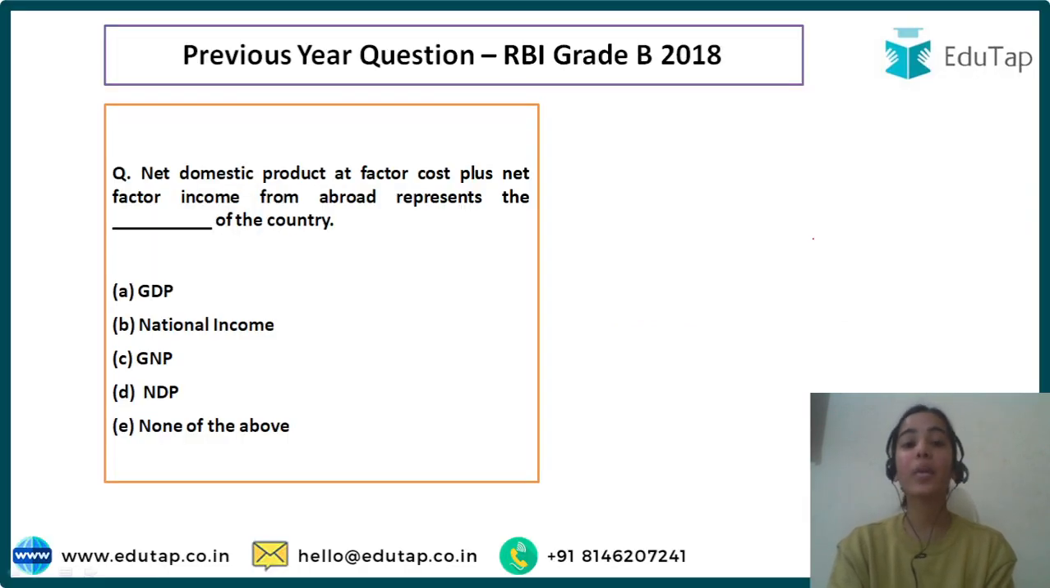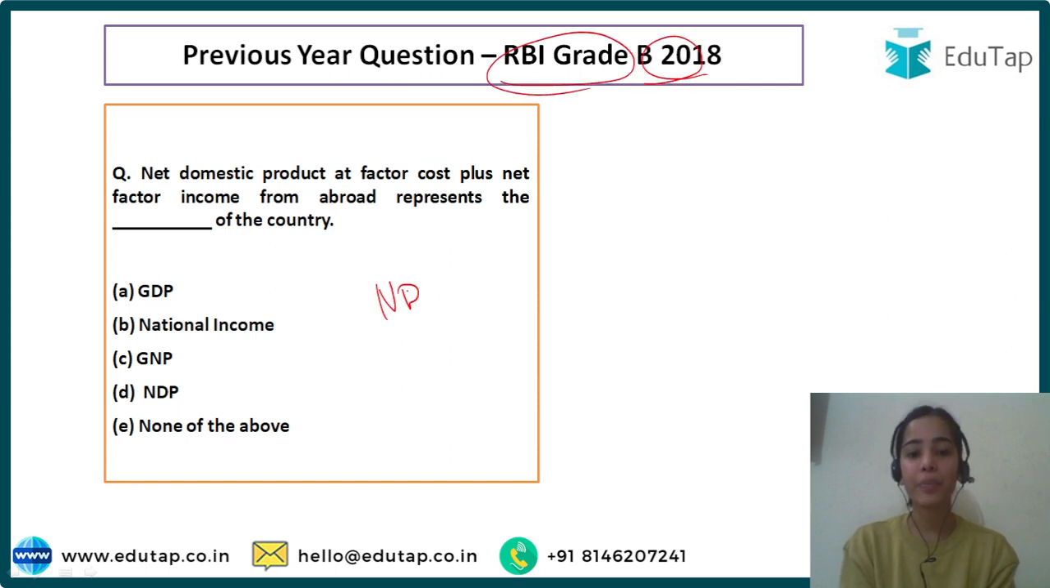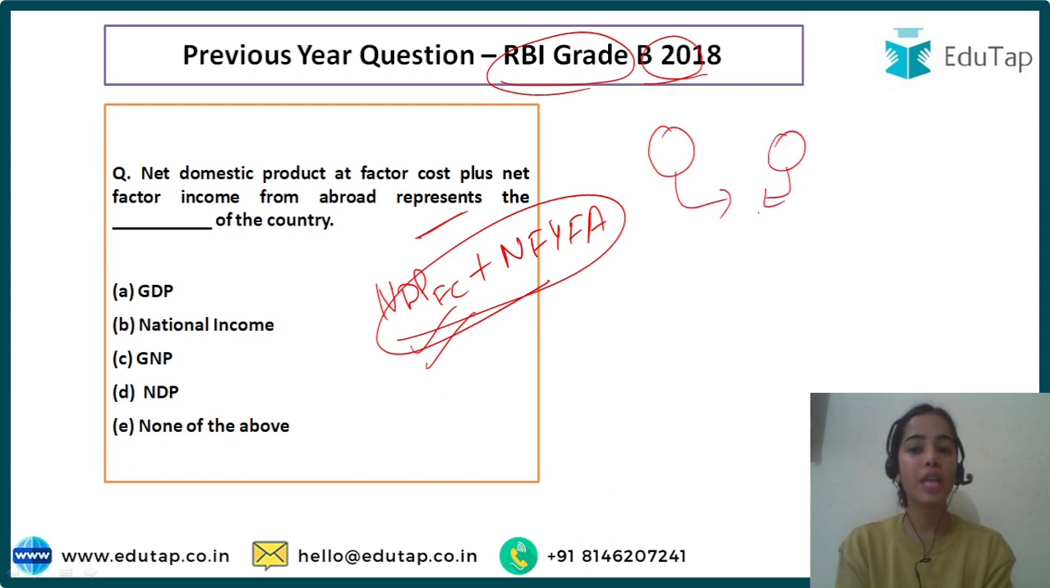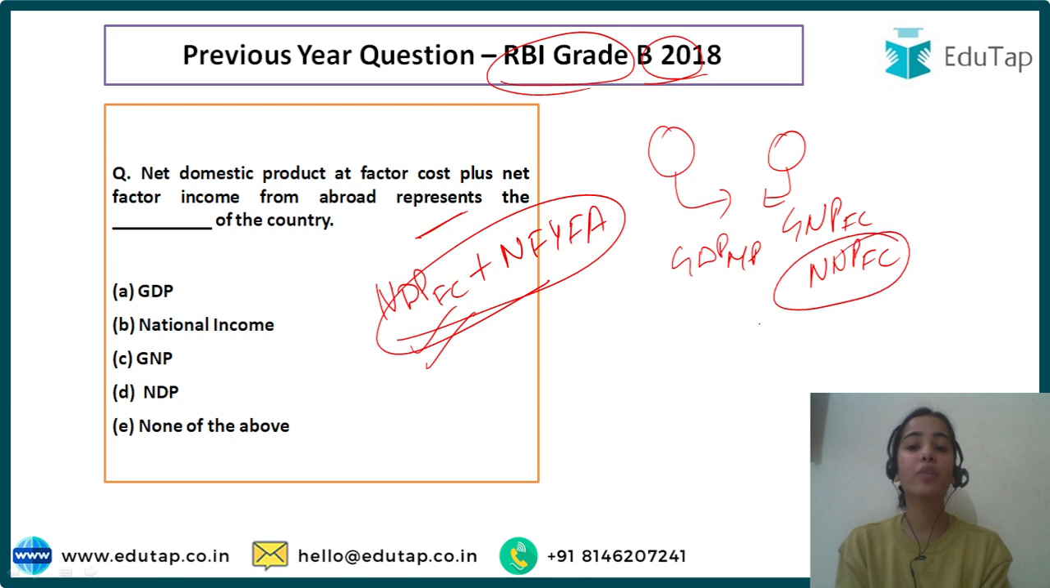So here is the reason why the conversion is very important from the exam point of view. A previous year question was asked in the RBI Grade B of 2018: NDP-FC plus the net factor income from abroad, what does this represent? You will surely be able to tell after you understand how we are converting from one concept of national income to the other, from GDP MP to GNP FC or to NNP FC, and how such conversions can happen between the concepts of national income.